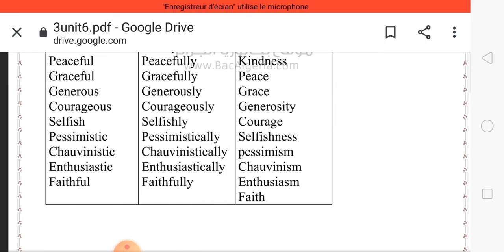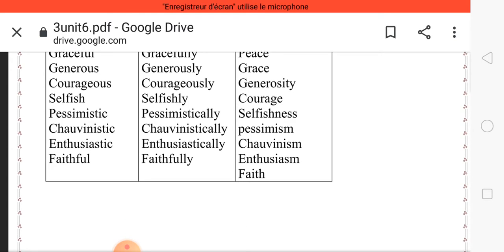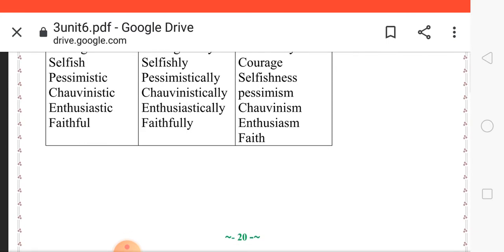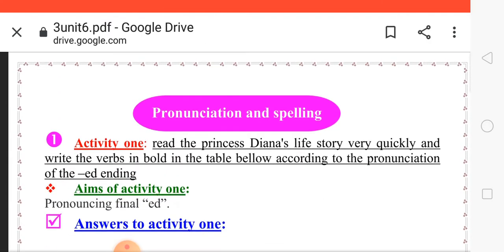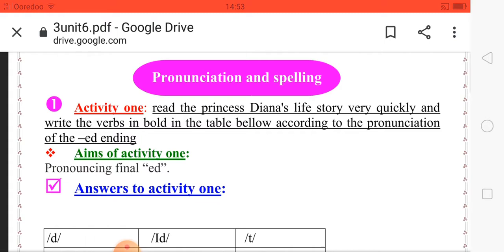Selfish. Selfishly. Selfishness. Pessimistic. Pessimistically. Pessimism. Chauvinistic. It becomes chauvinistically. Chauvinism. Enthusiastic. Enthusiastically. Enthusiasm. Okay. Faithful. Faithfully. In the noun we say faith. Good. Now let's see pronunciation and spelling.